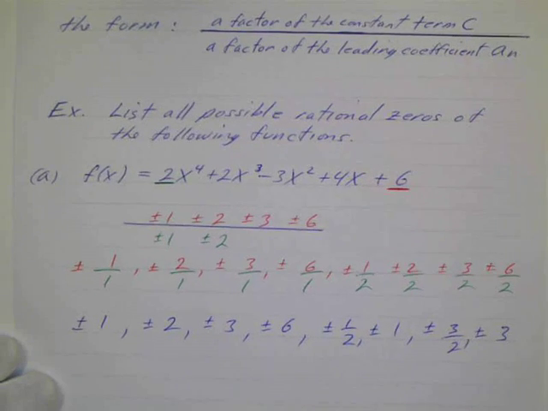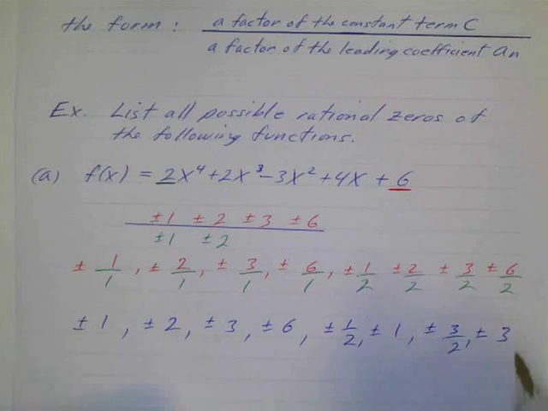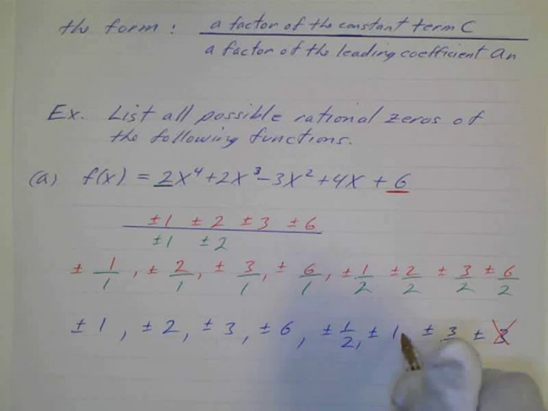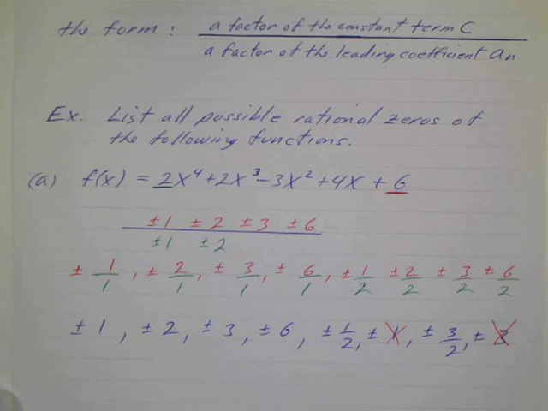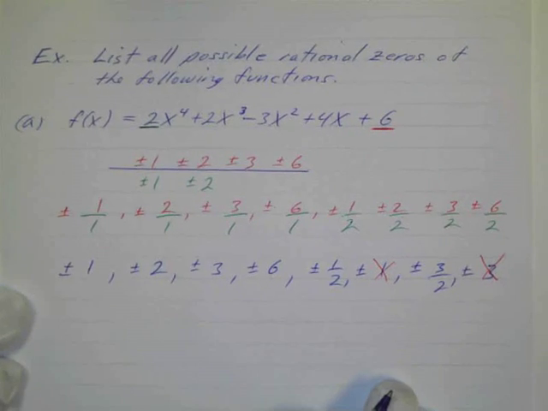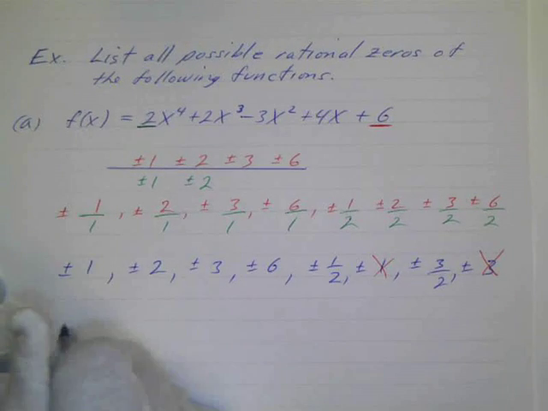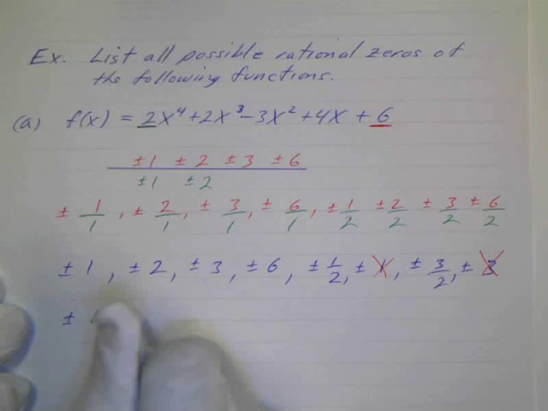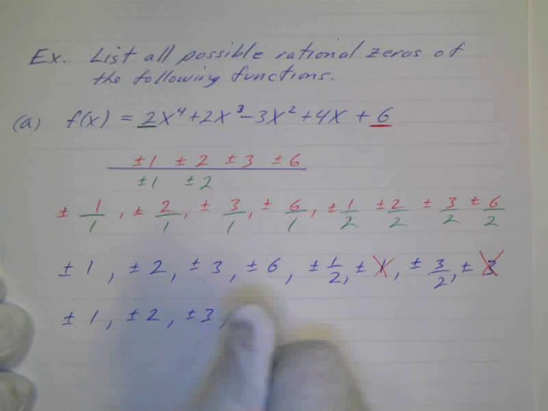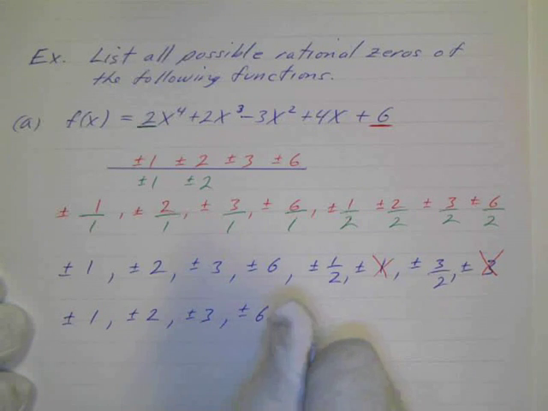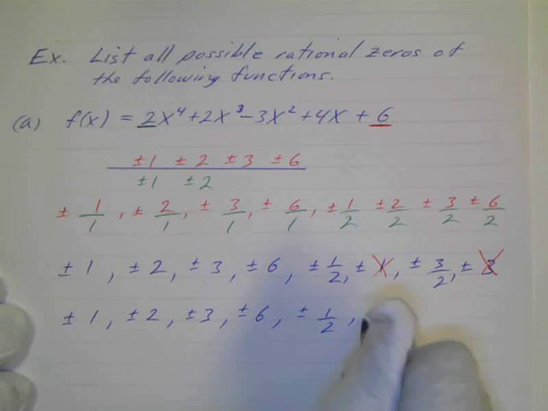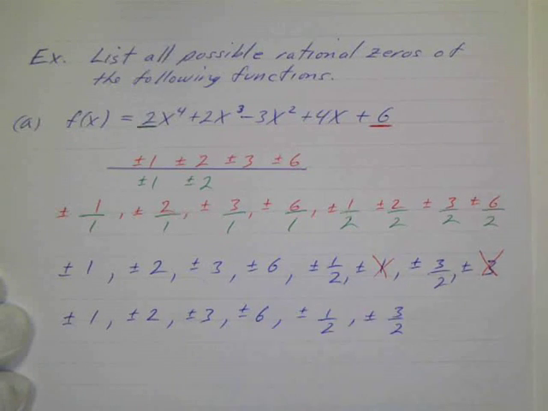Notice we've got some repetitions, because here's 3 and here's 3, so I don't need that. And here's 1 here and there, so I don't need that. Those are repeated, so we just want the unique ones. So now my final list would be plus or minus 1, plus or minus 2, plus or minus 3, plus or minus 6, plus or minus 1/2, and plus or minus 3/2. So those are all my possibilities.